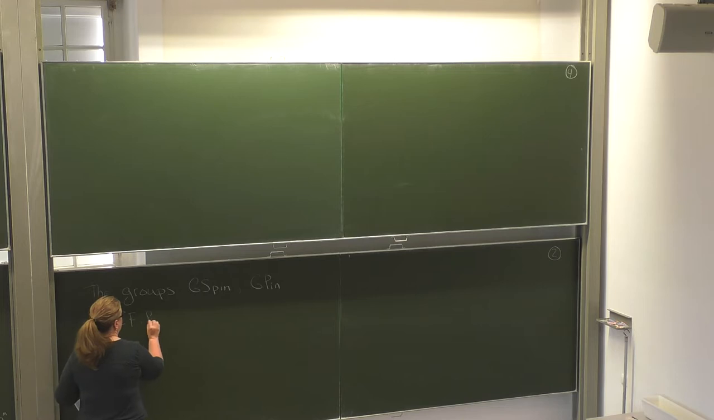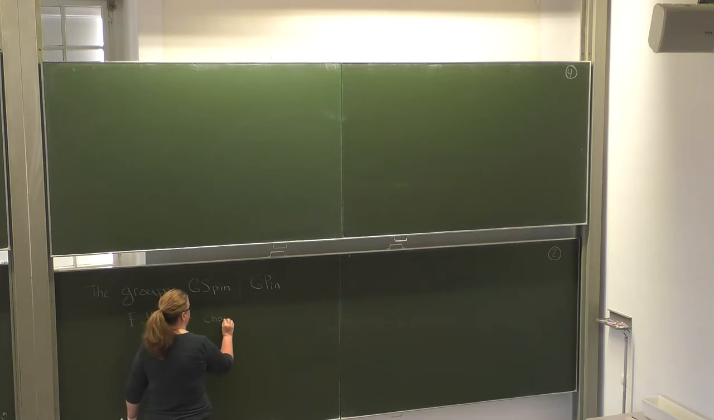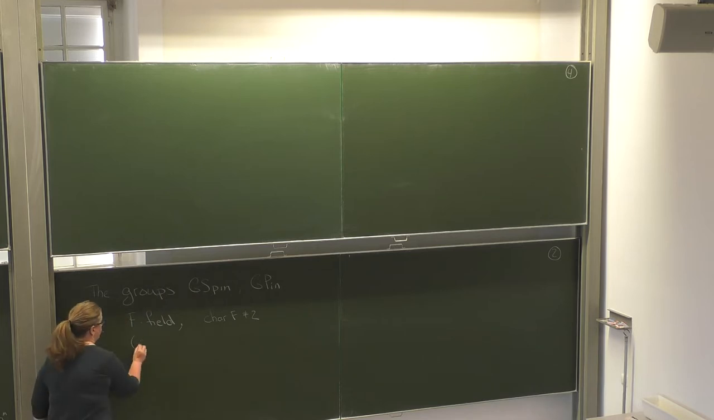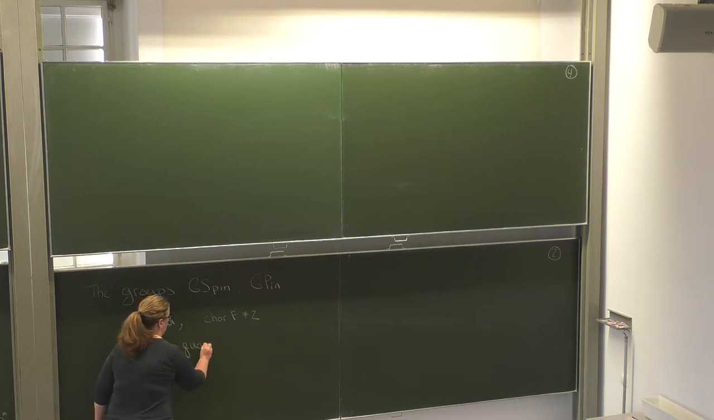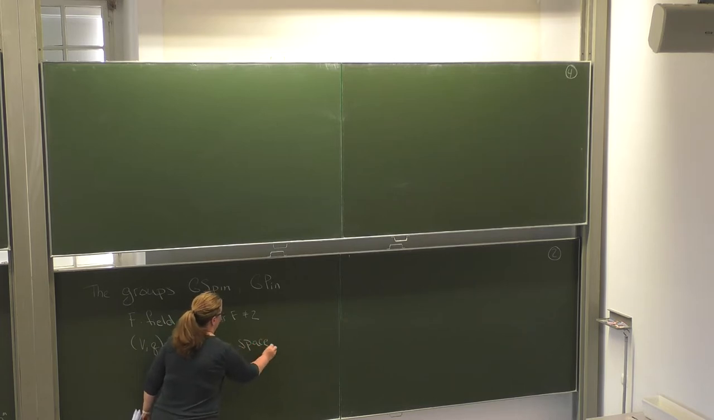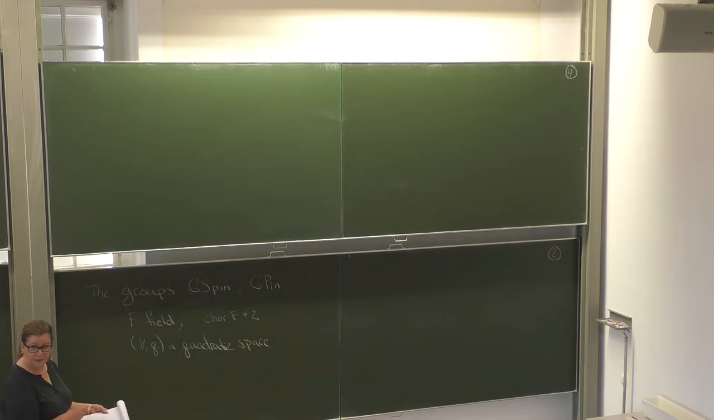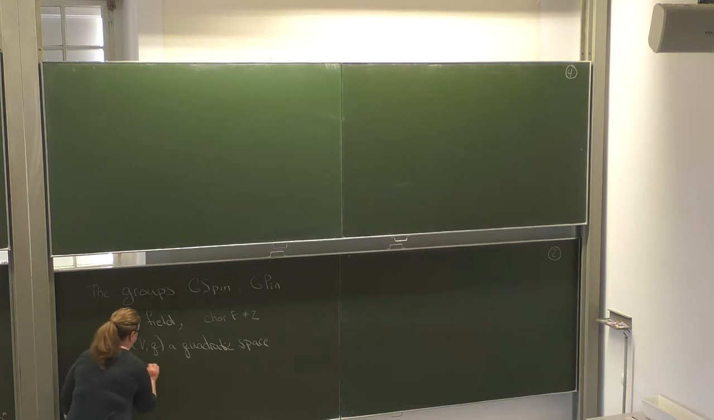So let F be a field. Here we're just going to define these groups in general. So just let the characteristic of F not be 2, and F is just any field. Let (V, Q) be a quadratic space. This is the first time I've written on a chalkboard in two years, because the University of Toronto has been closed. So if you can't see something, just let me know, because I feel like I've lost all my remembrance.